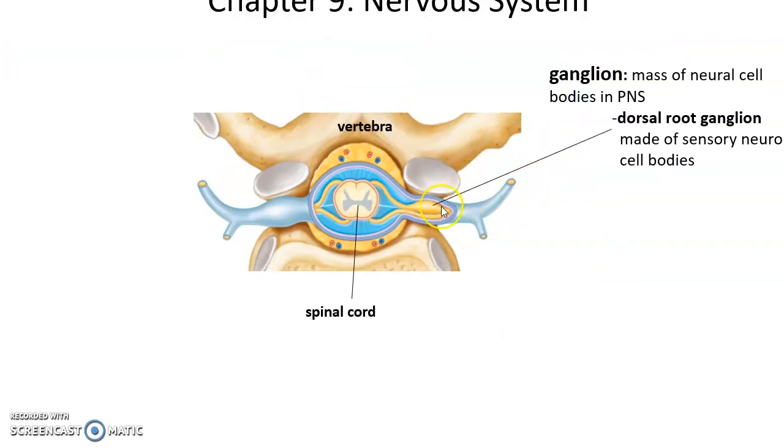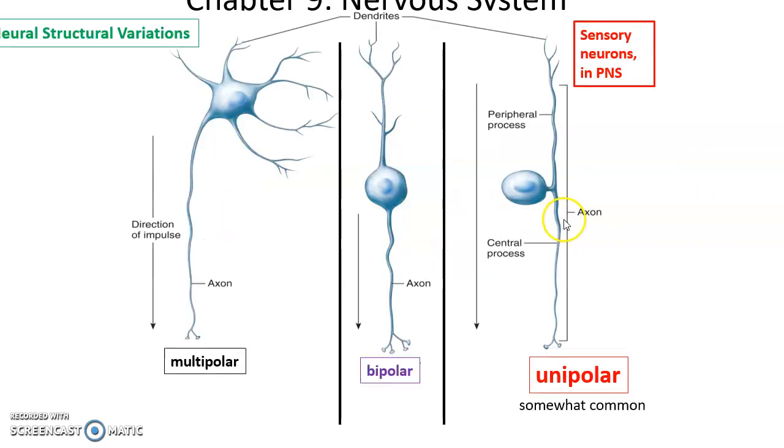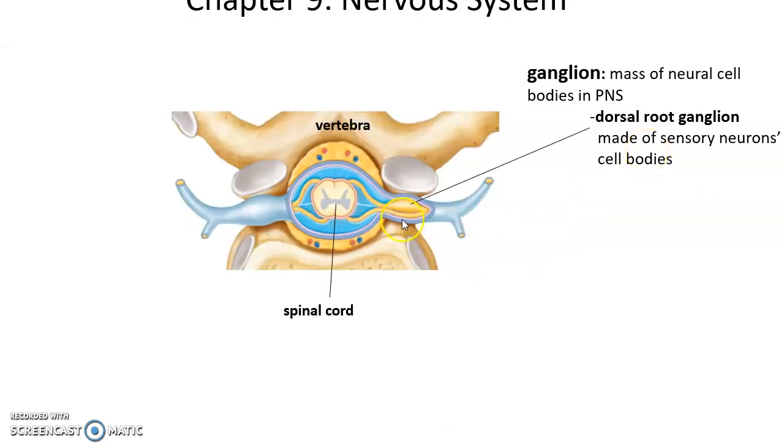Ganglia. Ganglia are widened areas where you have lots of neural cell bodies in the peripheral nervous system. So for instance, the dorsal root ganglion is made up of neural cell bodies, specifically the unipolar ones. So that's where they keep the cell bodies for those unipolar sensory neurons. Ganglion, masses of neural cell bodies in the peripheral nervous system.